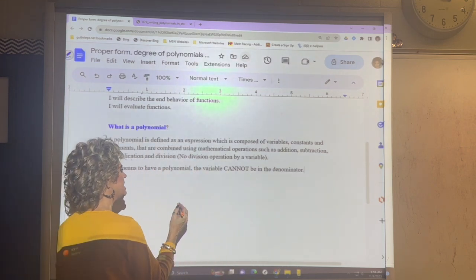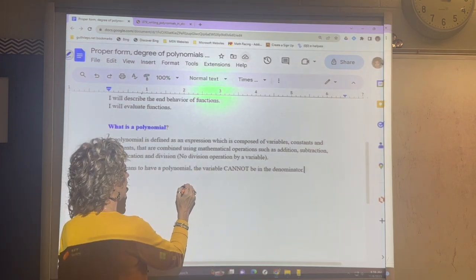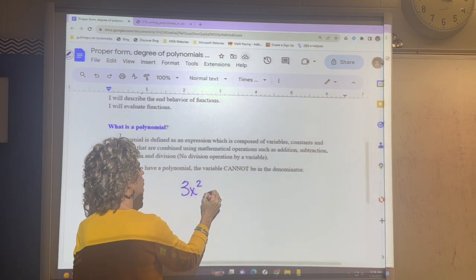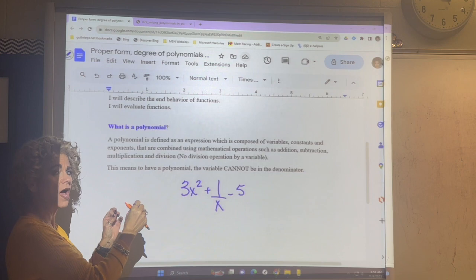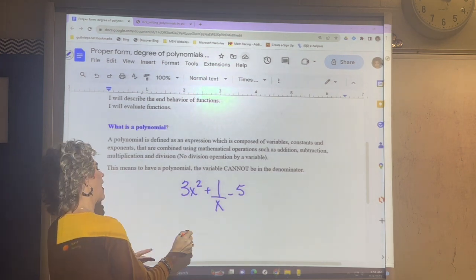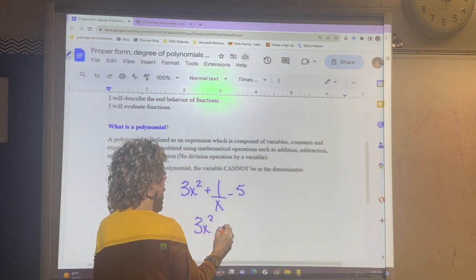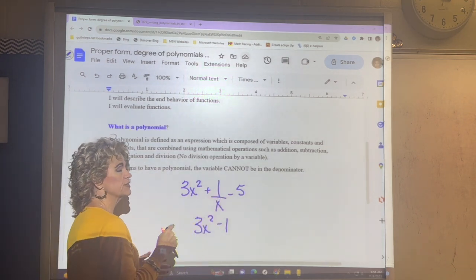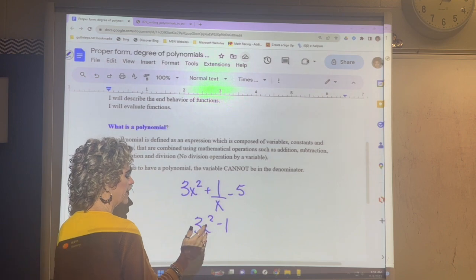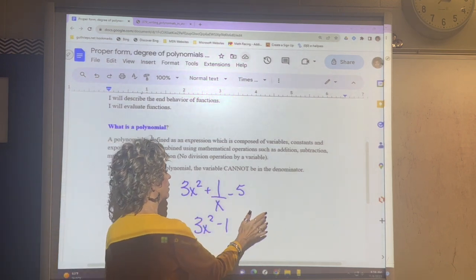So if you see something like 3x squared plus 1 over x minus 5, this is not a polynomial, whereas 3x squared minus 1, that would be a polynomial. Okay, our variables cannot be in the denominator and still have a polynomial.